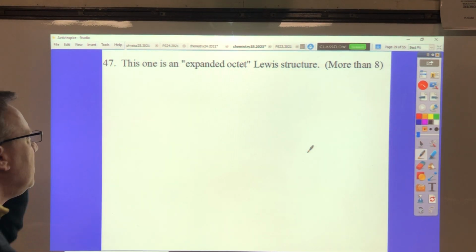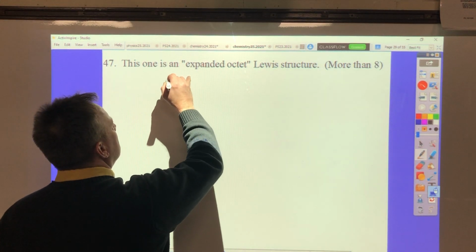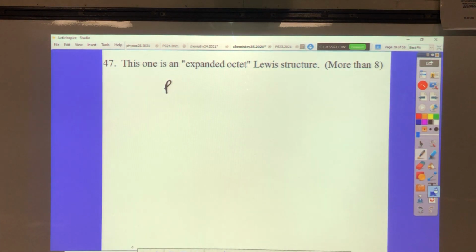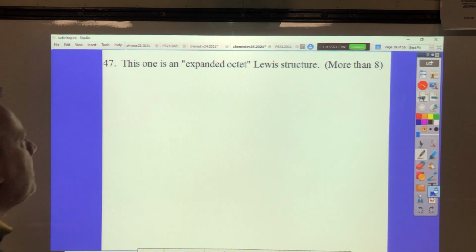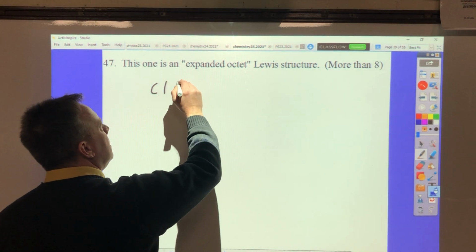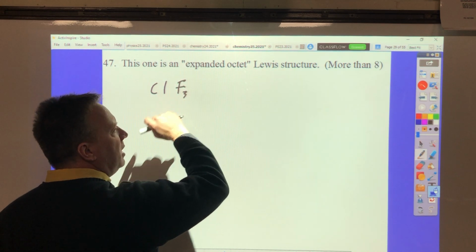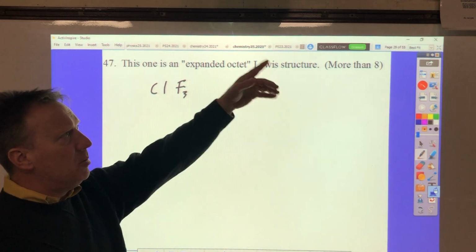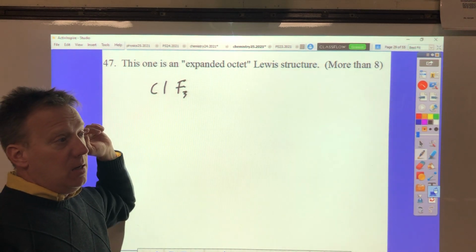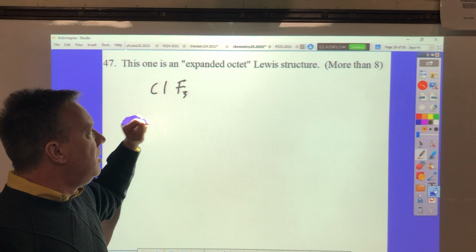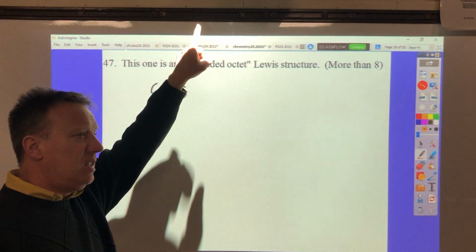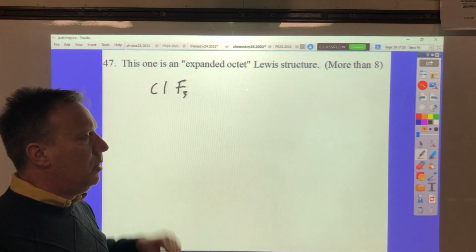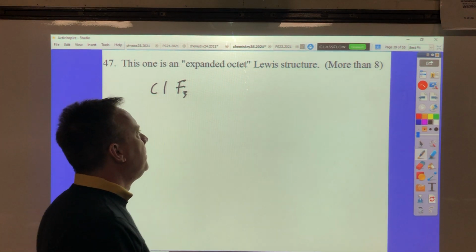What was that? PF3? No. Which one was this one? That wouldn't be an expanded octet anyway. ClF3. There we go. By the way, when you put that fluorine in with compounds, weird things can happen. Normally chlorine would be your more electronegative element, and it'd be trying to take electrons. But you're putting it in with fluorine, which is even more electronegative than it is. So weird things are going to happen with this one.